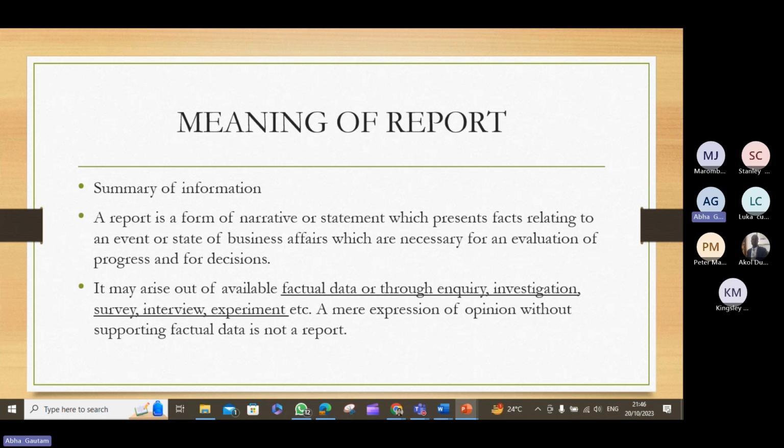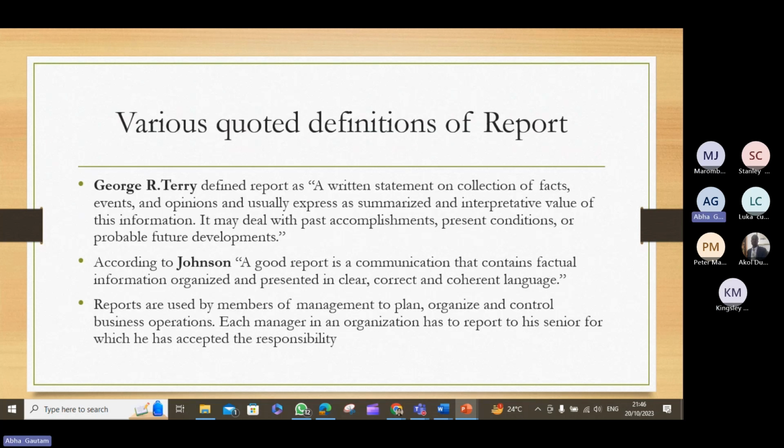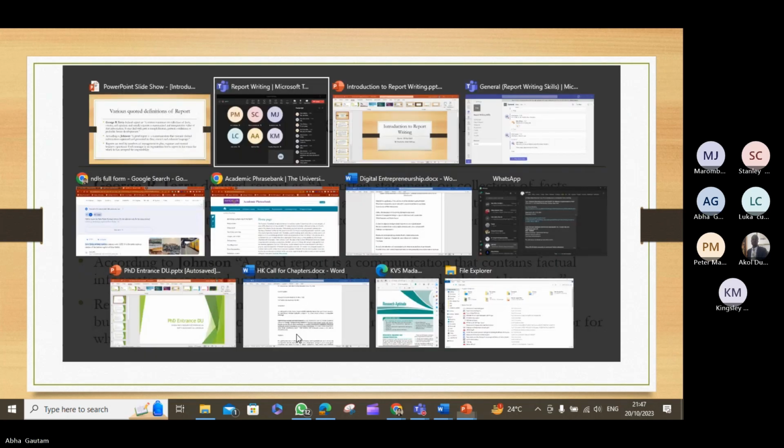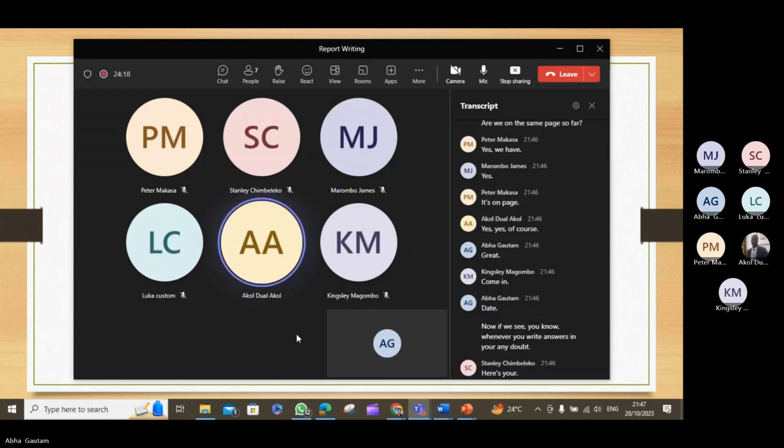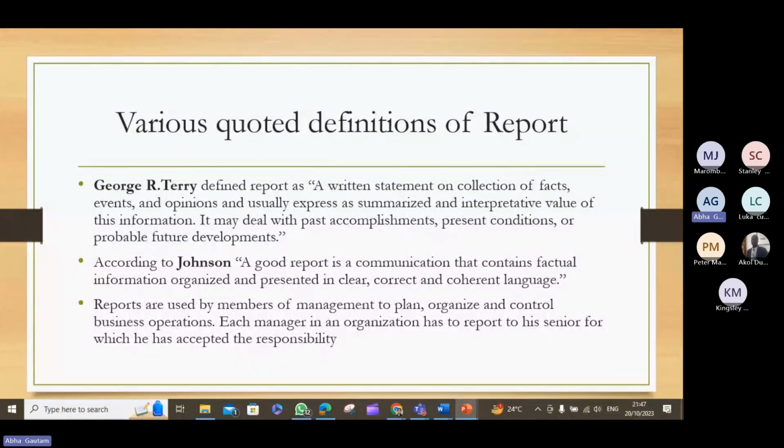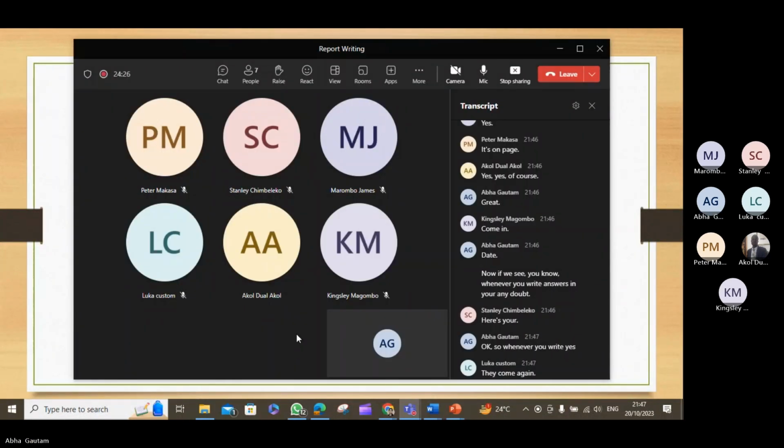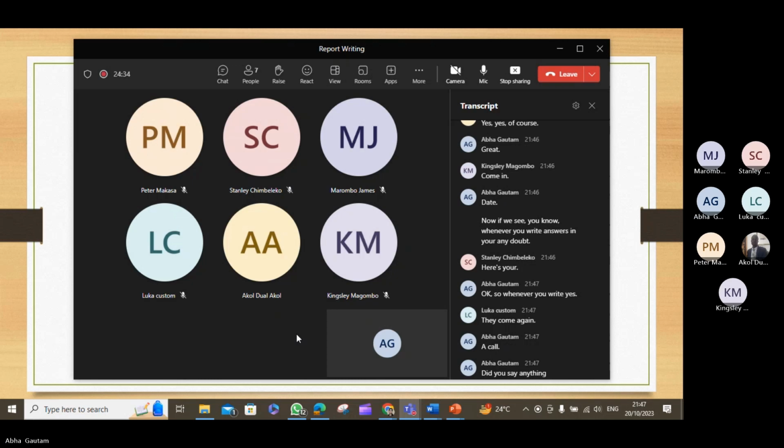Are we on the same page so far? Yes, we are on the same page. Yes, great. Now, any doubt? Okay. Can you come again? Whenever you write, yes. Akal, did you say anything? Yeah.